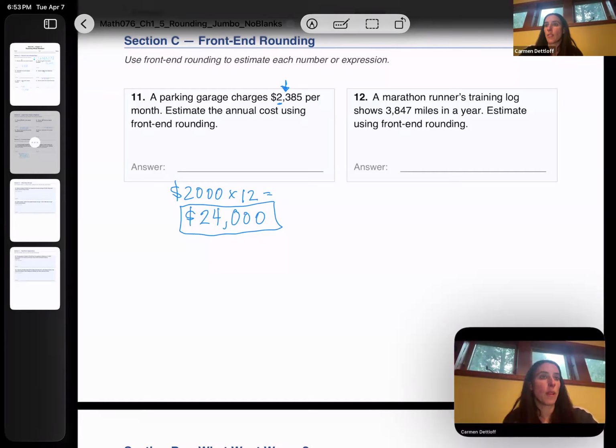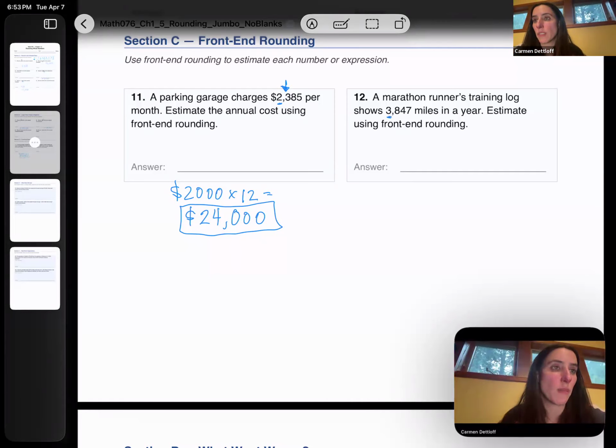Number 12, a marathon runner's training log shows 3,847 miles in a year. Estimate using front end rounding. Well, we're just estimating here. It doesn't say what to estimate to. Again, I'm probably going to do thousands on this one, and we don't have to do any math to it, but it just tells us to estimate it.